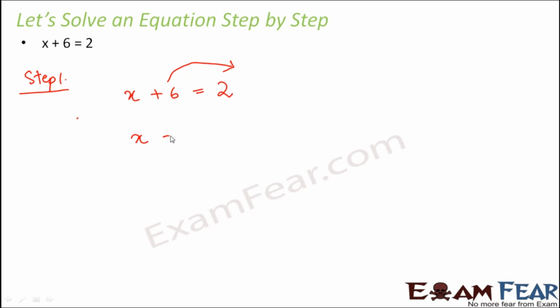The next step you get is x is equal to 2 minus 6, because the moment 6 is shifted to this side, the plus sign becomes minus. So 2 minus 6 is minus 4. So x is equal to minus 4. That is the solution. Since this equation was so simple, in the first step itself you could solve it. Perfect.